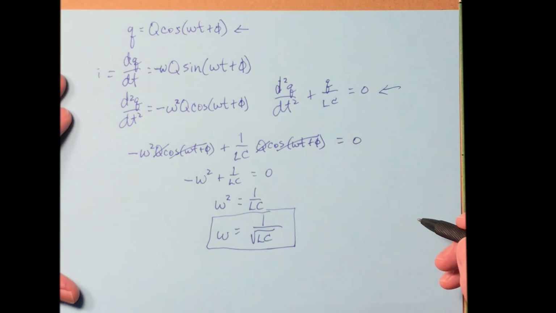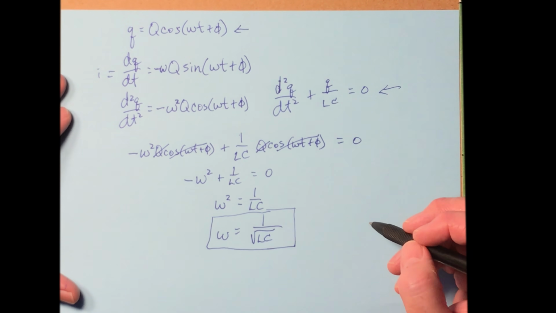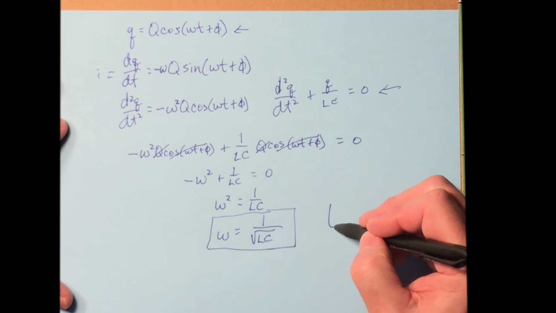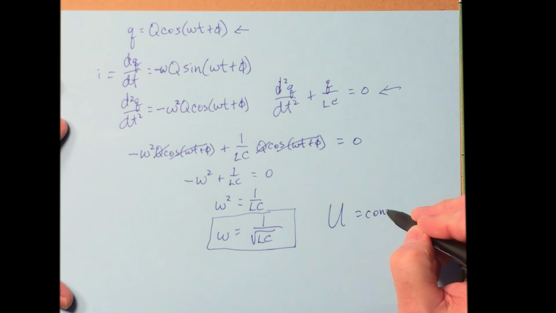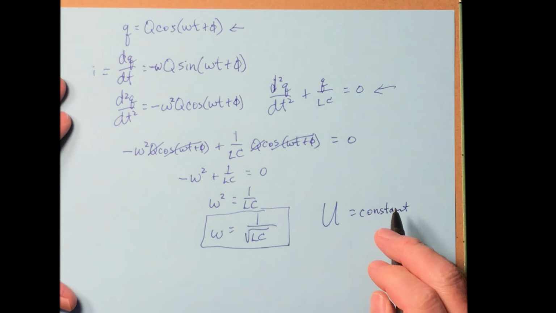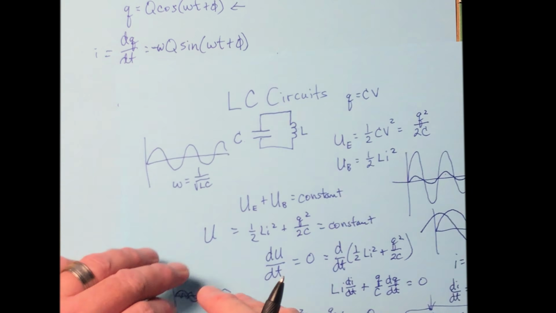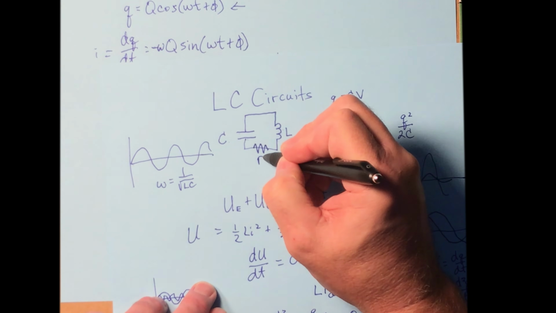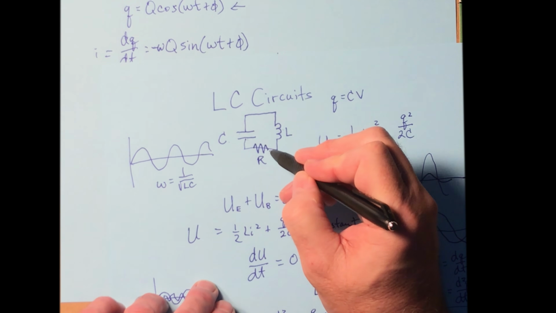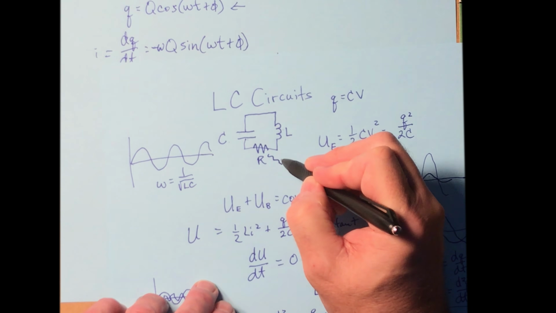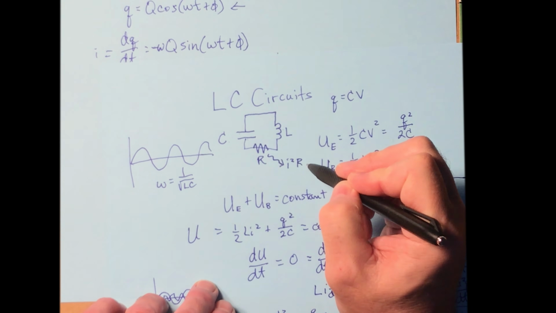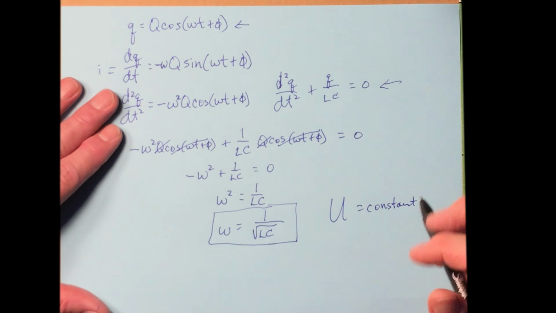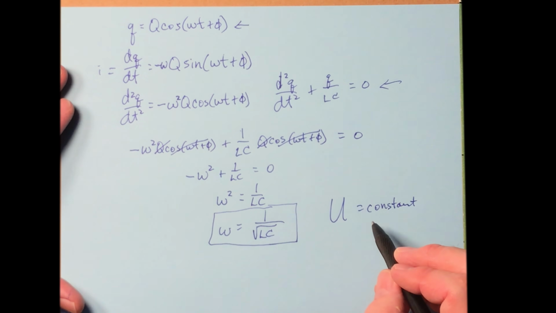Now, we have assumed here that there is no resistance. We have a simple LC circuit with no resistance, and we said that the total energy U was a constant. Now, if we were to take our LC circuit, let's go back here, and add a resistor in here, well, what's going to happen? The resistor heats up when it has a current going through it, and it dissipates away energy at a rate of I squared R. That means that the total energy here is not a constant in that case.